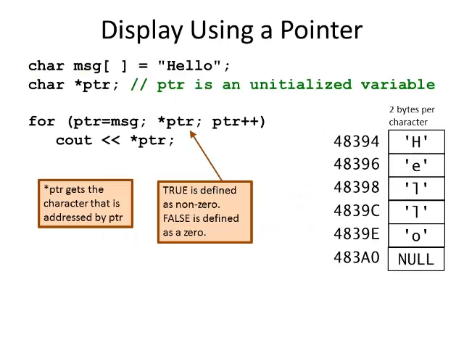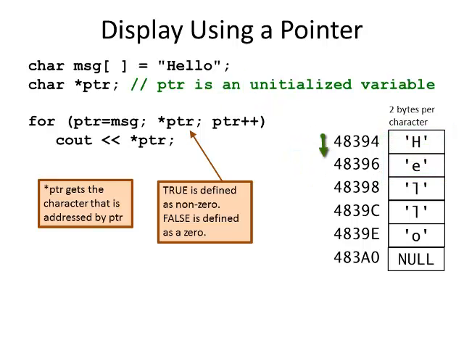How about using a pointer instead? For ptr equals message, so I'm initializing my for loop, and I say ptr equals message. So now ptr contains the address of the first byte of the array. I look at star ptr, so I'm going to look to see if the value is a 0 or a non-zero. If it's non-zero, that means I have a character and I need to display it. So I'll do the cout. The last thing in the for loop, I'm going to increment the pointer.